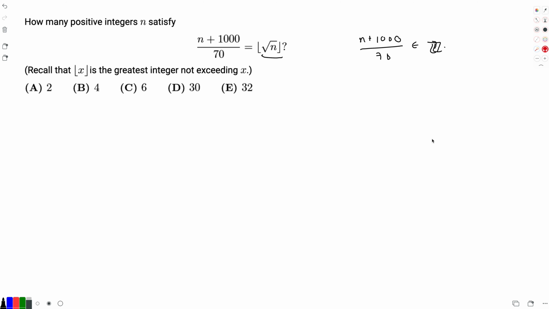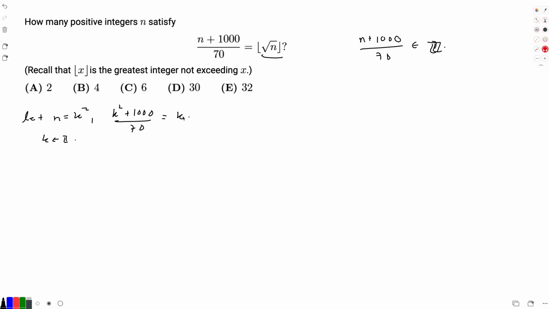First, we should notice what happens when n is a perfect square. When n is a perfect square, we take the square root and just get that value, and then taking the floor, we get that value. So let's consider the case when n is a perfect square. Let n equal k squared. Then we have (k squared + 1000)/70 is equal to the floor of the square root, which just gives us the integer k. I should add that k is some integer.